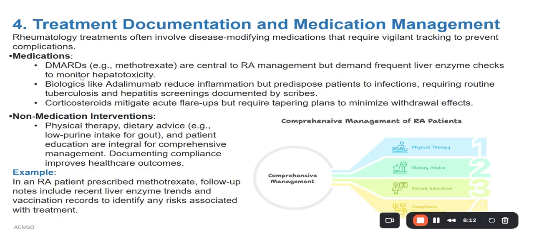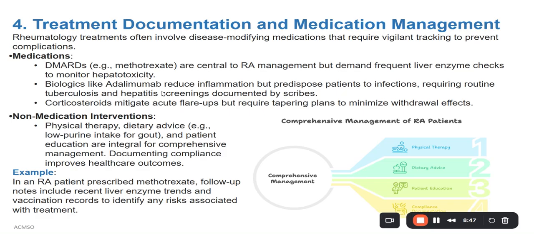This is about adalimumab. So for methotrexate, liver enzyme screening or continuous regular checks are required, but with adalimumab, because of the high infection risk within a patient who was prescribed it continuously for long-term or chronic use, screening or checking for TB, tuberculosis, and hepatitis is required.